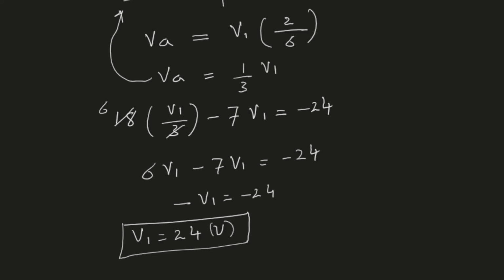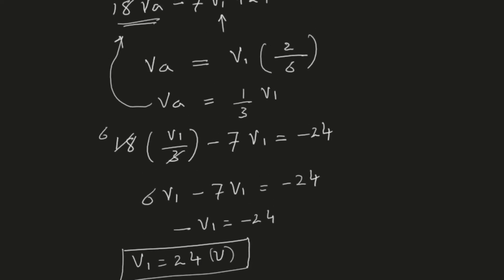All right, so using the same VDR, here, we can now see how much VA will be, because V1 is 24 volts. So therefore, VA will be equal to 24 times 2 divided by 6, which is equal to 4 times 2, and that is 8 volts.